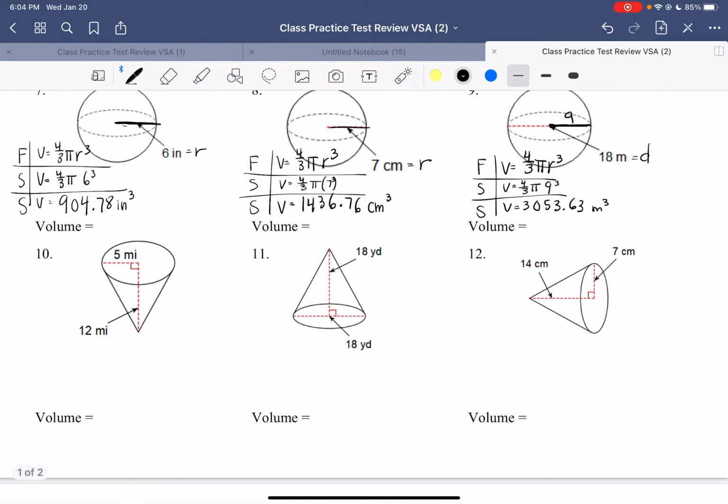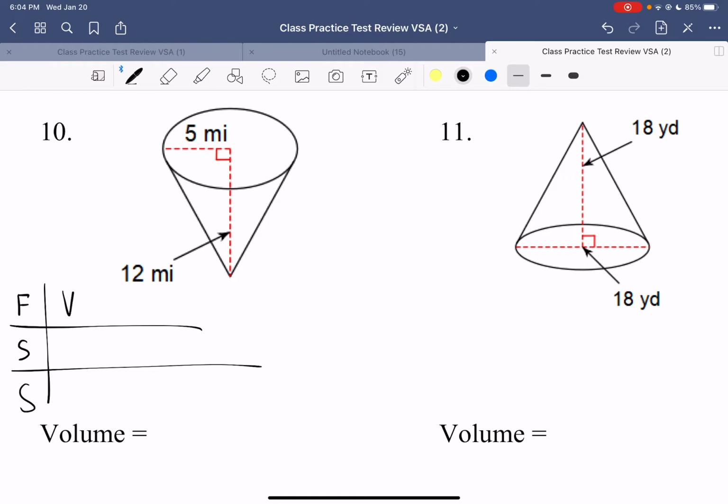On number 10, we're looking for the volume of a cone, and the formula we're looking for is V equals 1/3 capital BH. Then remembering that capital B is the area of the base, so I'm going to shade my base. So my base is this. Here, if I redraw it, I have a radius of 5.